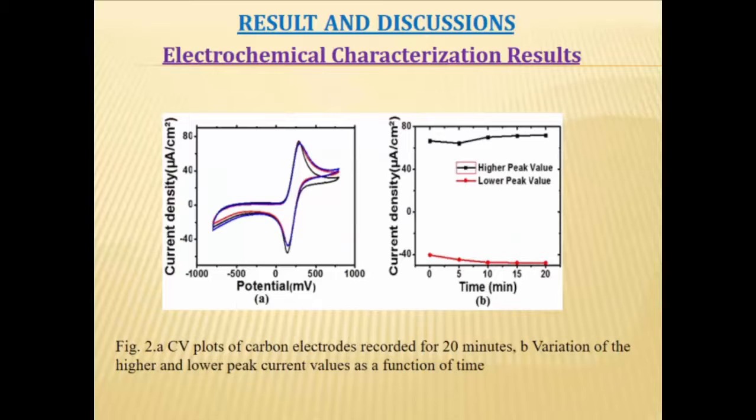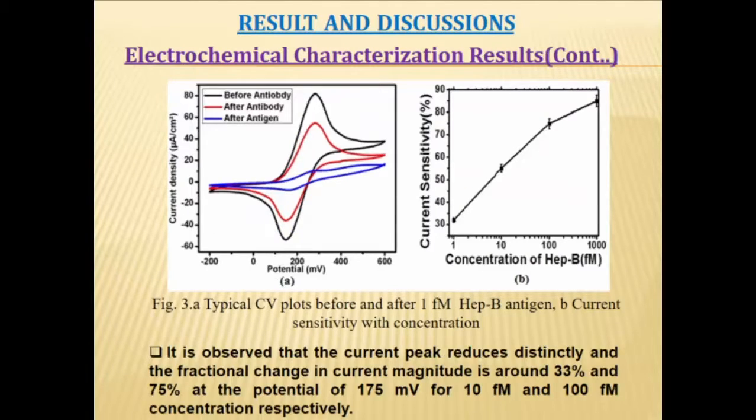Now, to use this as an electrochemical sensor, first we checked the reliability of the single electrode. With time, we did several scans in that electrolyte solution, and we saw that the current peaks, this is the higher peak and this is the lower peak, are almost constant for a longer time. And then we used those electrodes, as I told you, modifying the surface with antibody as well as antigen.